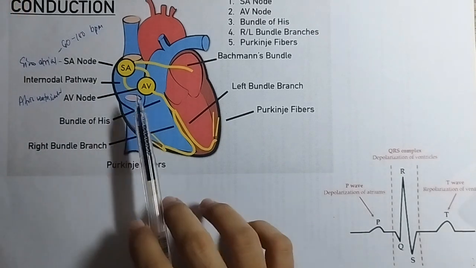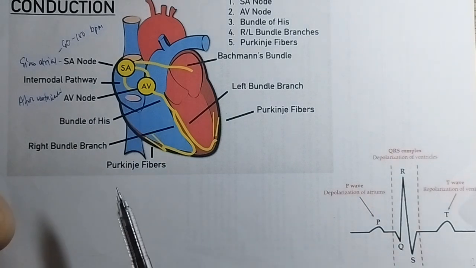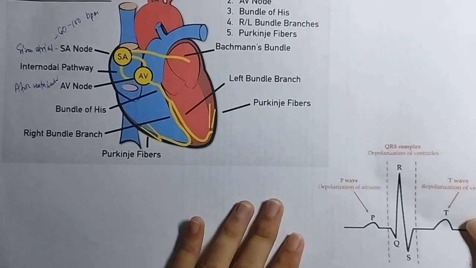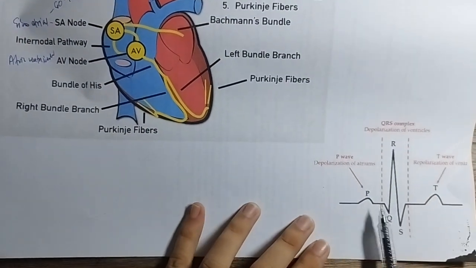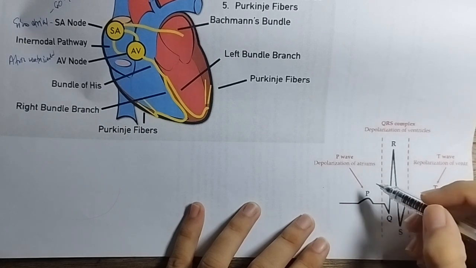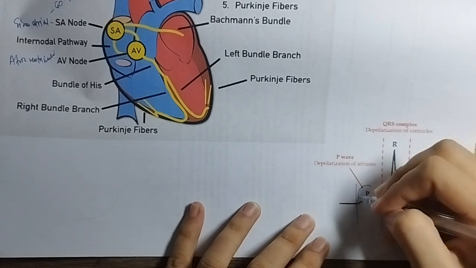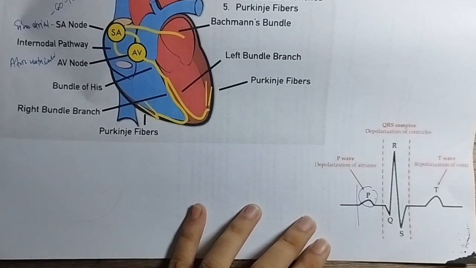Now, contraction of your atria is also known as the depolarization of your atrium or the atrial depolarization. Makikita natin yan sa ating ECG. Diba sa ating ECG, we have the P wave, the QRS complex, and the T wave. So the atrial depolarization, dito makikita sa iyong P wave. The P wave represents atrial depolarization.